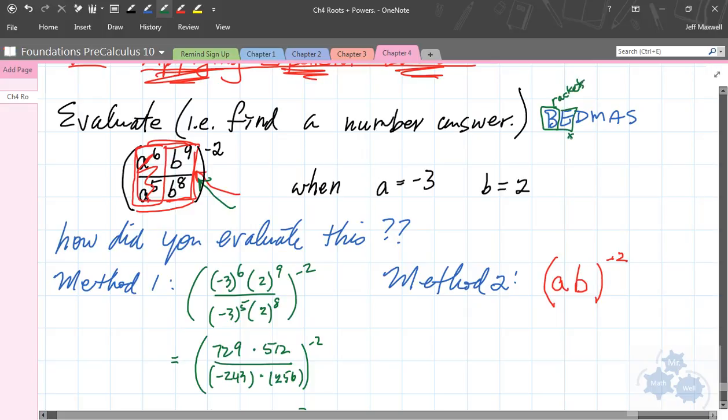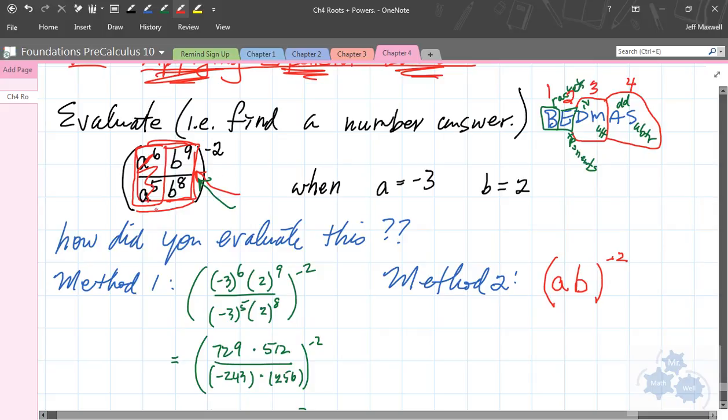E stands for exponents, D, division, M, multiplication, A, addition, S, subtraction. The interesting thing about this, I don't know if you remember, is that with division and multiplication, there isn't one that you need to do before the other. You do whatever comes first, left to right. So division and multiplication are on the same footing, and same with addition and subtraction. Whichever one comes first from left to right, you can do either. But they have to go in this order: brackets first, exponents second, division and multiplication third, and addition and subtraction fourth.